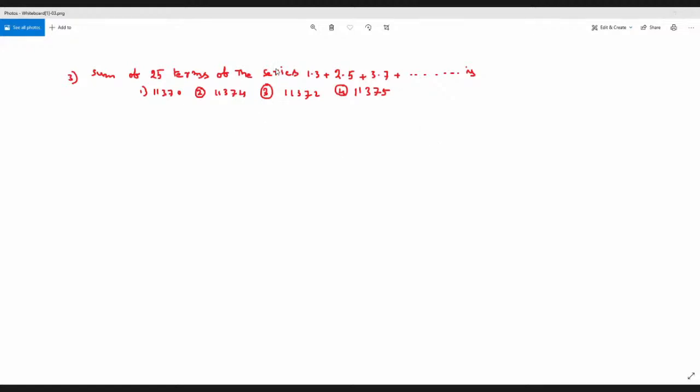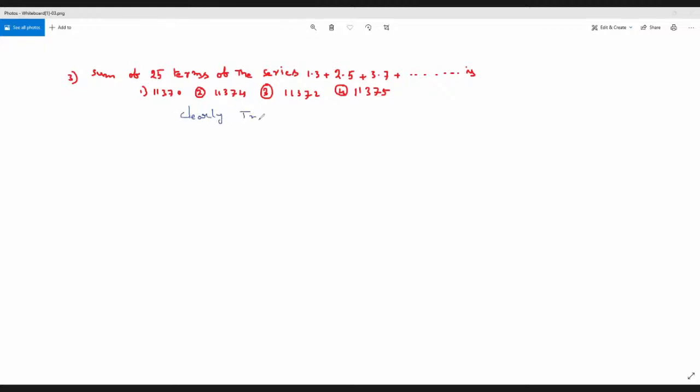Okay, ma, please. Sum of 25 terms of the series 1 into 3, 2 into 5, 3 into 7, and so on. So here first we have to find the 25th term. First identify the nth term. Then instead of n, consider 25. First we have to calculate the nth term. Then instead of n, we have to write 25, then the sum of 25 terms. Okay? Please listen clearly.